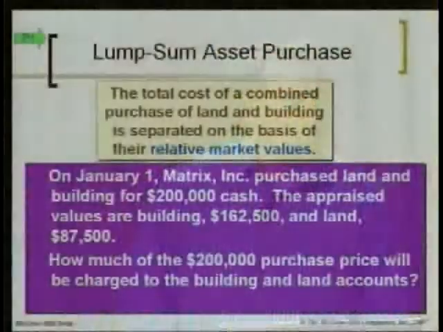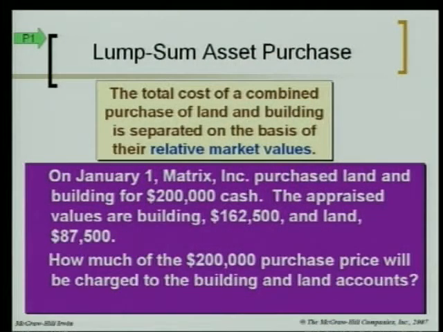So how do we do this? Well, let's take a look. It's not really that hard. What you're going to do, in looking at the PowerPoints, and this is best illustrated with an example, is separate them and allocate them based on their relative market values. Let's look at an example. On January 1, Matrix purchased land and building for $200,000 cash. The appraised values are building $162,500 and land $87,500. How much of the $200,000 purchase price will be charged to the building and land accounts?